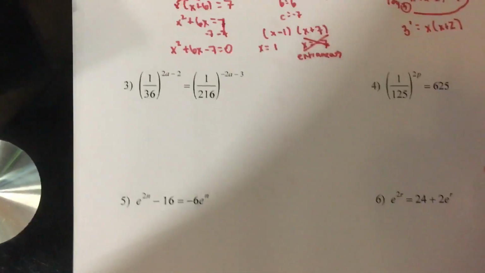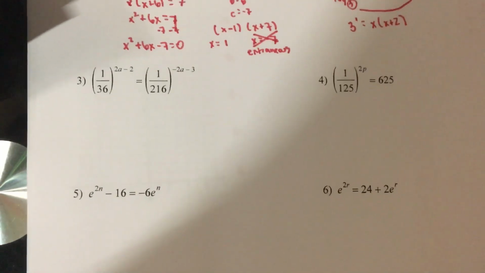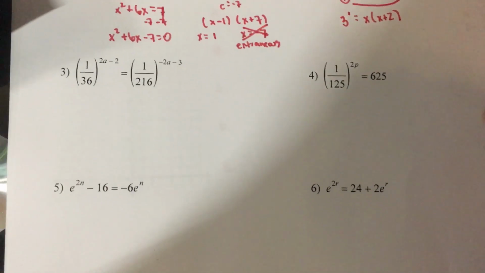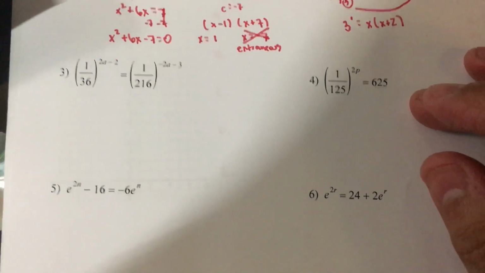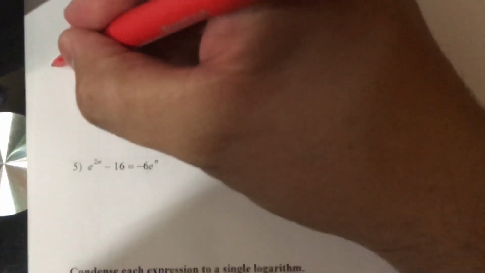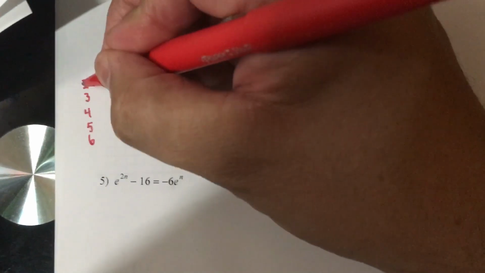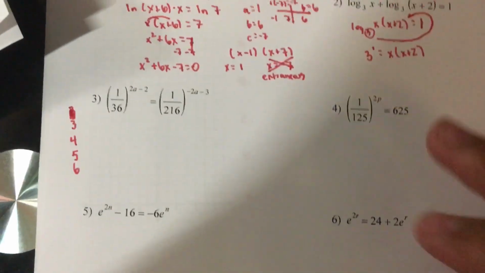Okay, so moving on to exponentials now. Excuse me. So remember that the bases for these should not be more than 2, 3, 4, 5. I'm sorry, not 2, 3, 4, 5, or 6.